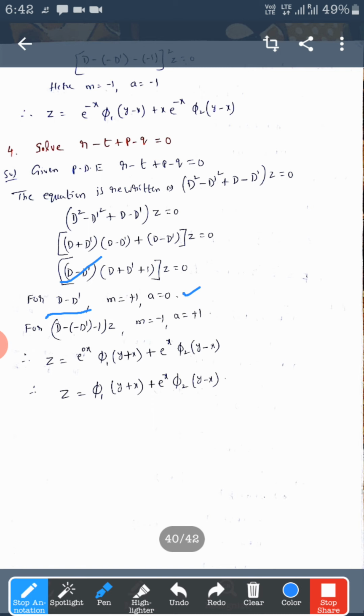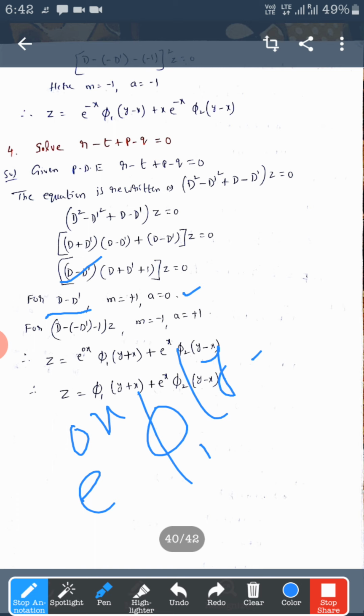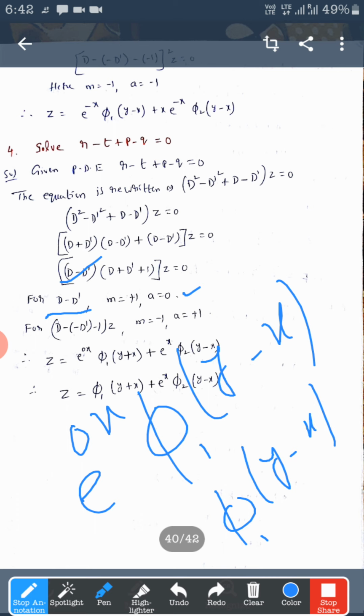That's why we write e power of 0x into phi 1 of y minus x. Therefore, e power of 0x means 1. Therefore, phi 1 of y minus x.